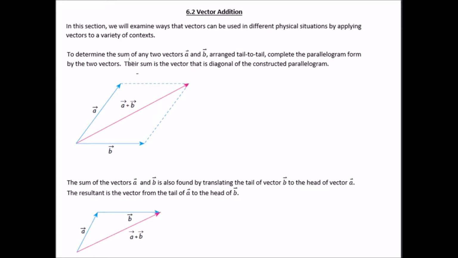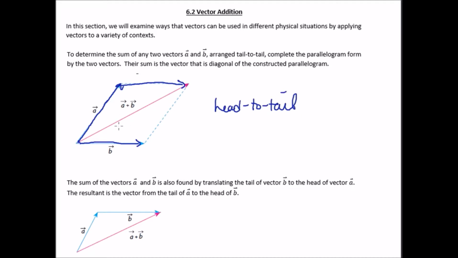To determine the sum of any two vectors, let's call them vector A and vector B, they have to be arranged tail to tail to complete the parallelogram formed by the two vectors. If you can see here, this is vector A and this is the tail of vector B. We have to rearrange vector B so it's head to tail. We take vector B and put it at the head of vector A, and their sum is the vector that's going to be the diagonal in that parallelogram.